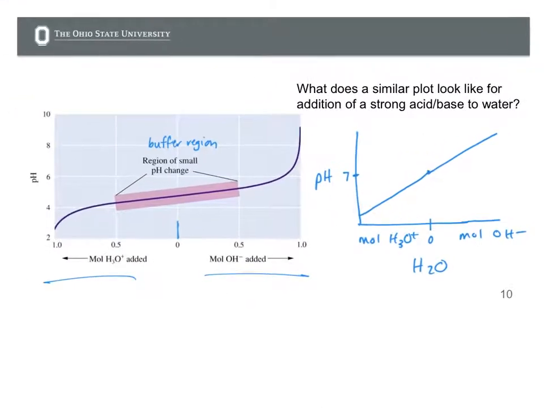So you'll notice the difference. This is a linear change here with pH in water when you would add moles of hydroxide or moles of acid, but it's not the case in the buffer region for a buffer. So those are the main differences between buffers and solutions that don't have buffering properties.